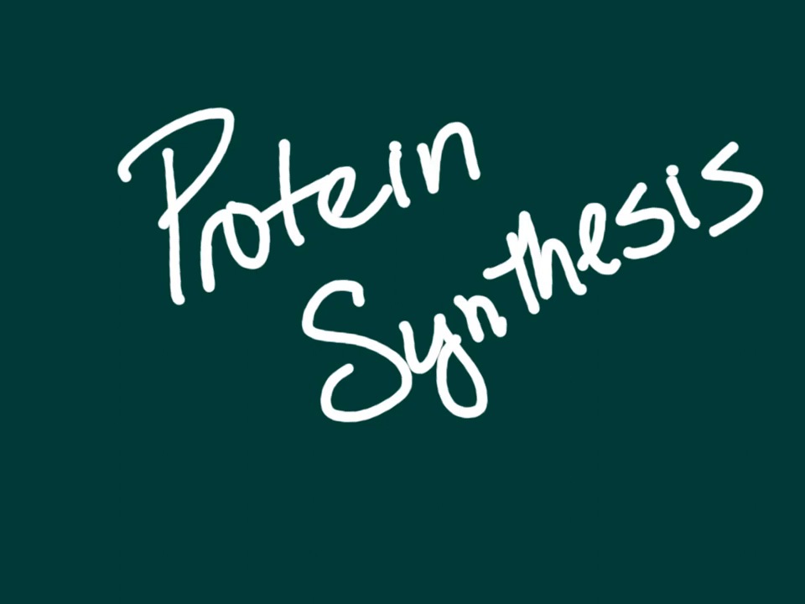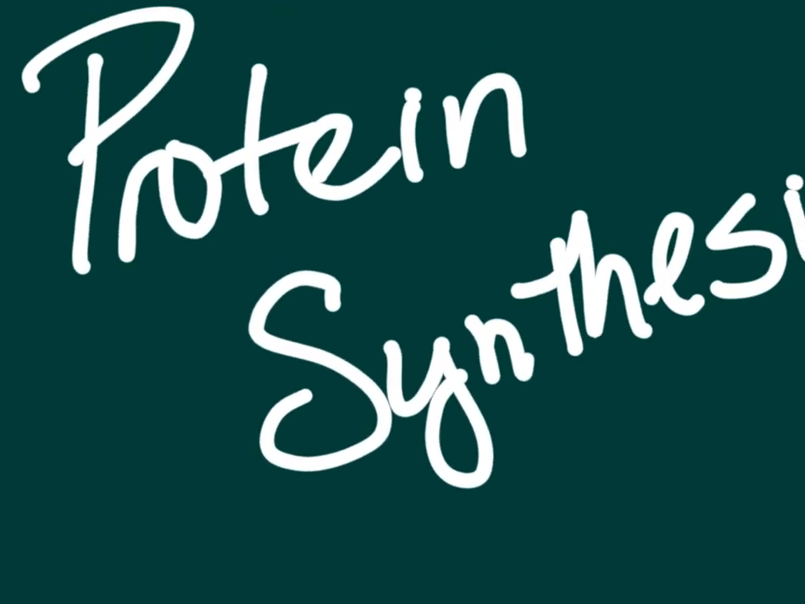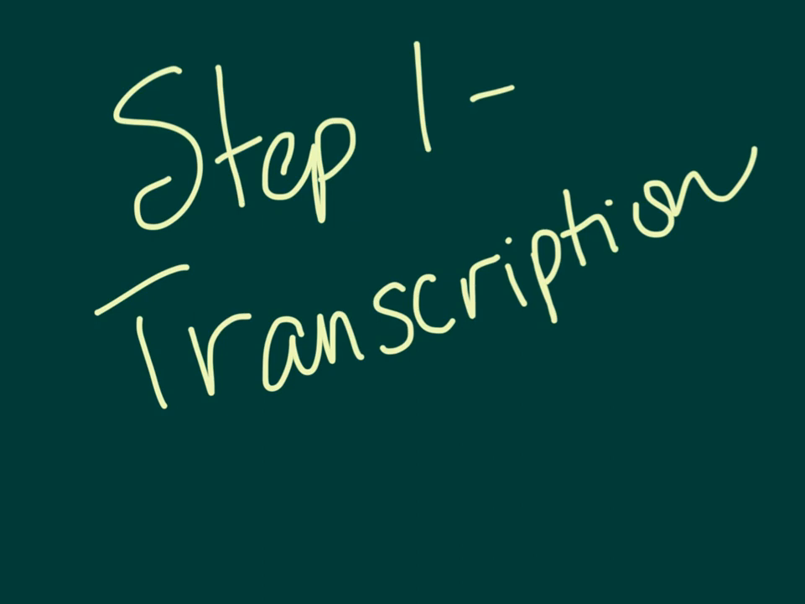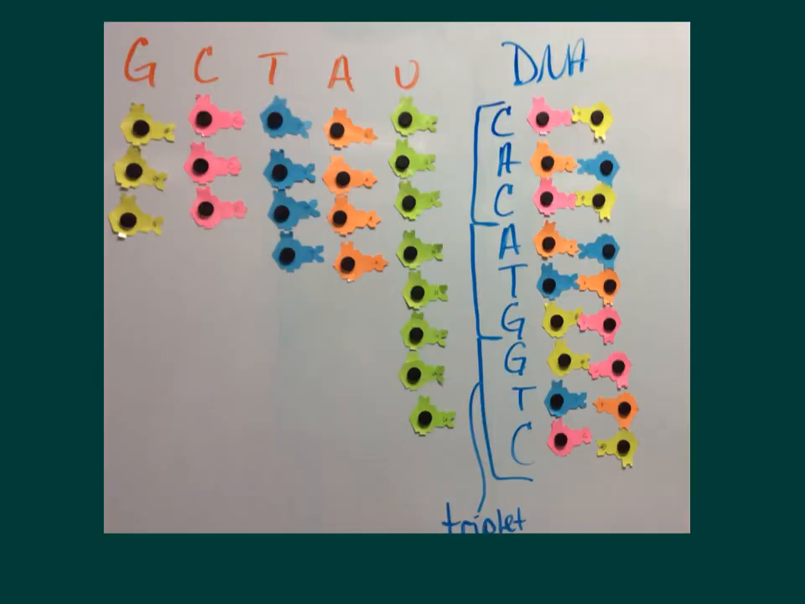Alright, here is a quick review over protein synthesis. There are two stages of protein synthesis. So what we have here is a strand of DNA. In DNA, each group of 3 nucleotides is called a triplet. This is your strand of DNA.